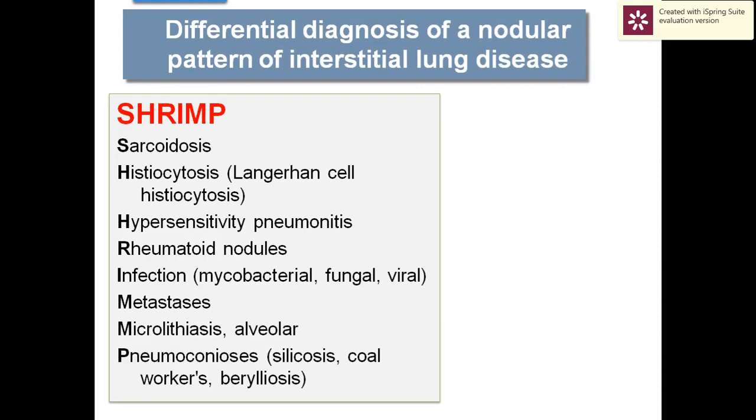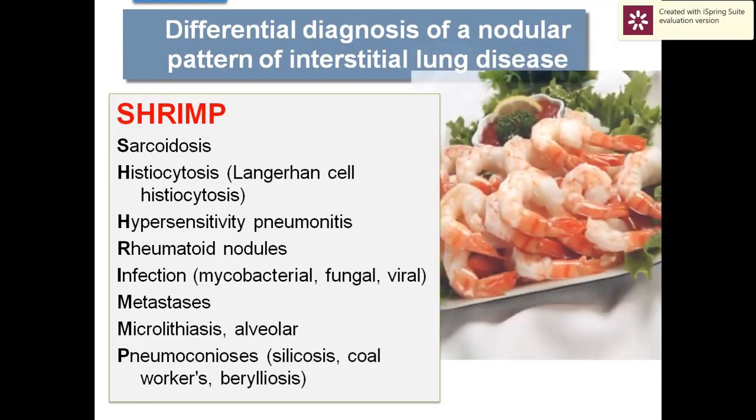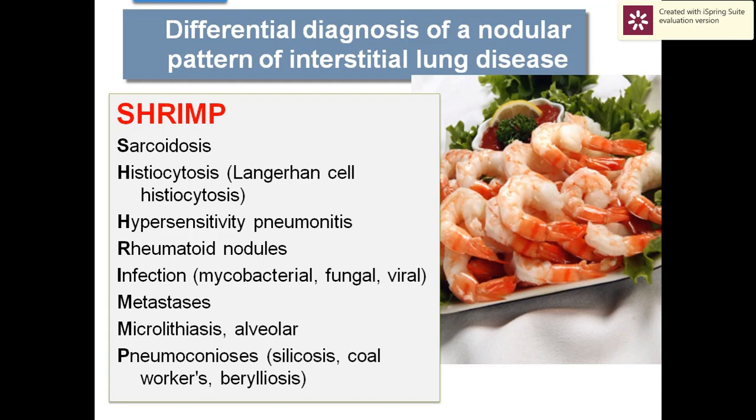The differential diagnosis of nodular pattern in interstitial lung disease: shrimp, sarcoidosis, histiocytosis, HP, rheumatoid nodule, mycobacterial infection, mets can be presented as micronodule. Also metastasis, microlithiasis, alveolar pneumoconiosis, silicosis, or Caplan's syndrome.